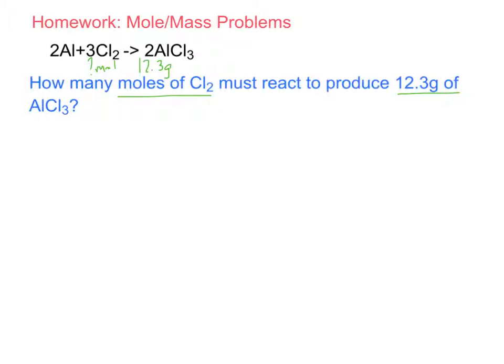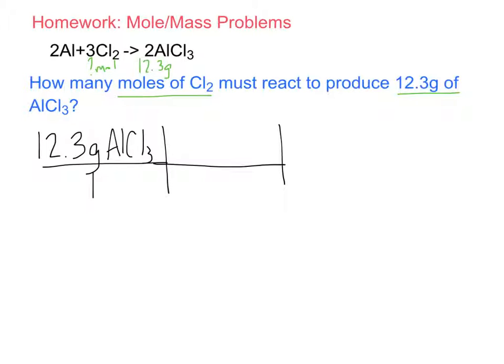So how should we go about doing this? The same way. We start with our given, which is 12.3 grams of AlCl3. We put that over 1. We first have to convert from grams to moles. So in order to do that, we use our molar mass. So to go from grams to moles, our molar mass is 133.33 grams of AlCl3, and that is equal to 1 mole of AlCl3. And the next step will be to go from moles of AlCl3 to moles of Cl2.